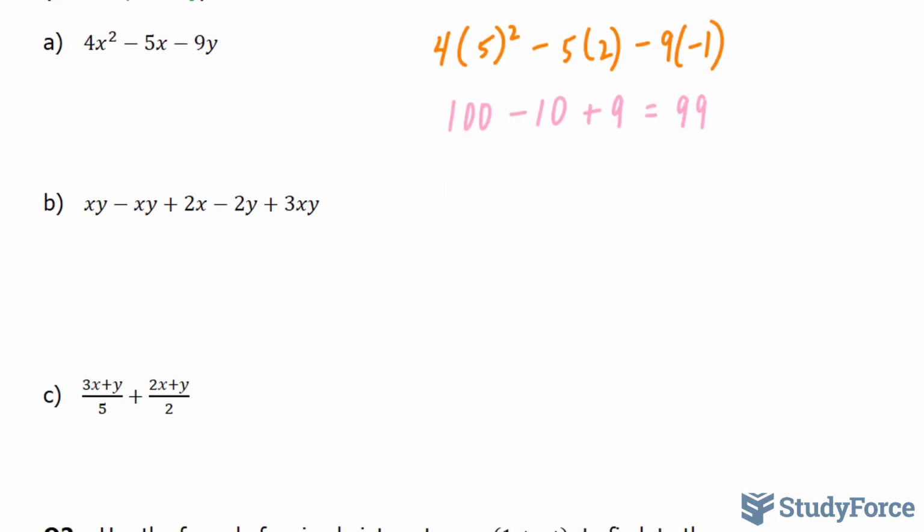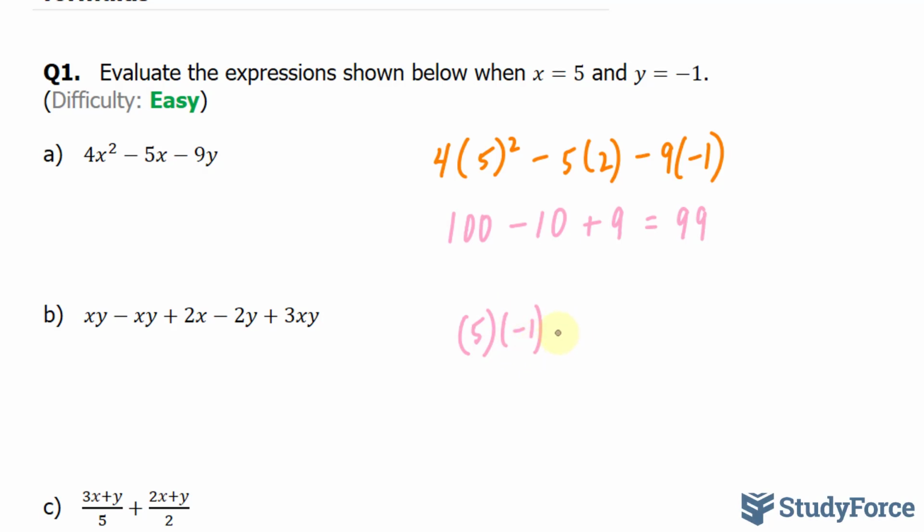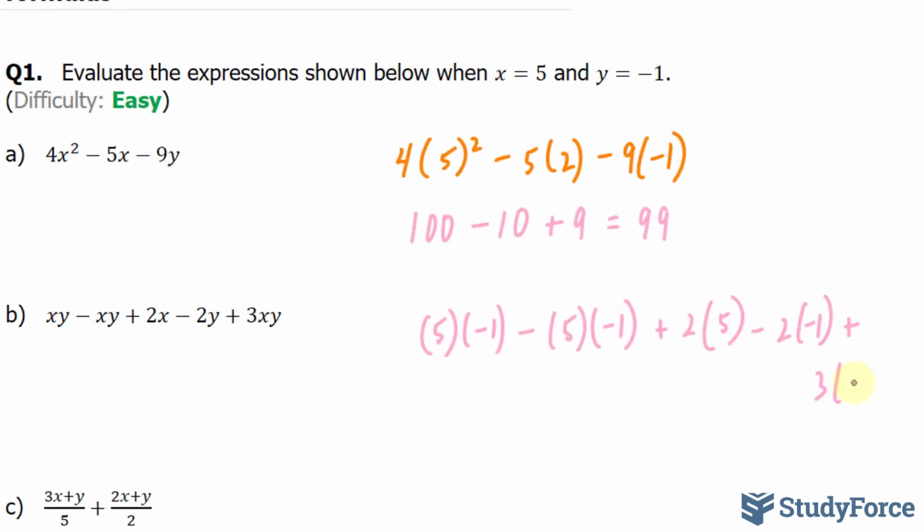In question B we have xy minus xy plus 2x minus 2y plus 3xy. Once again we'll be substituting 5 and -1. We have 5 in brackets times -1 minus 5 -1 plus 2 times 5 minus 2 times -1 plus 3 times 5 times -1.